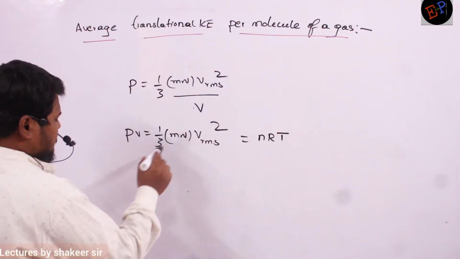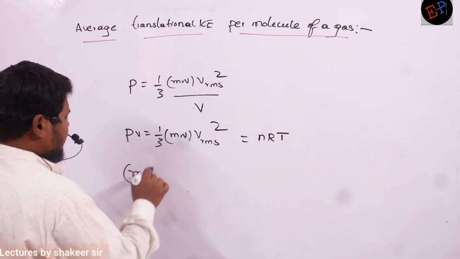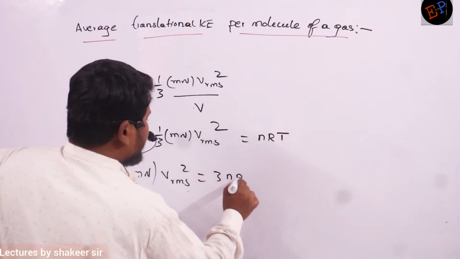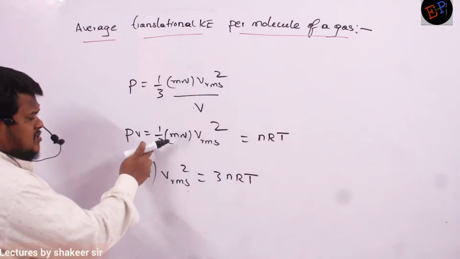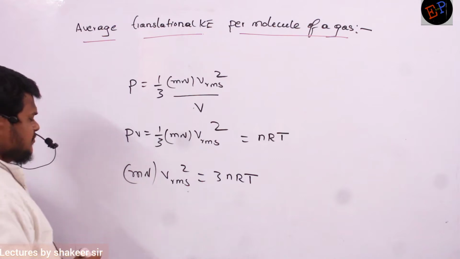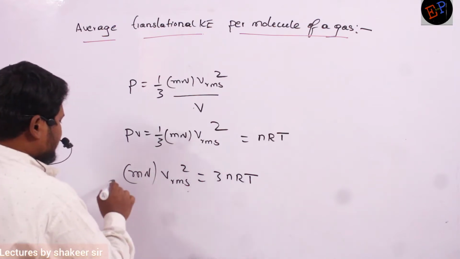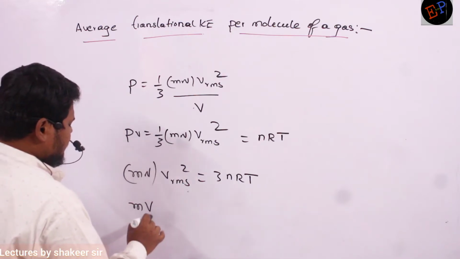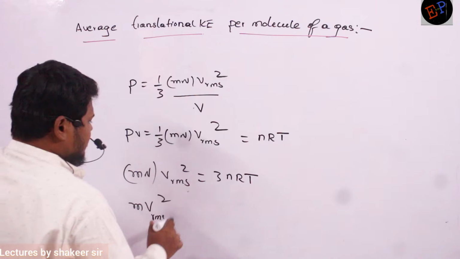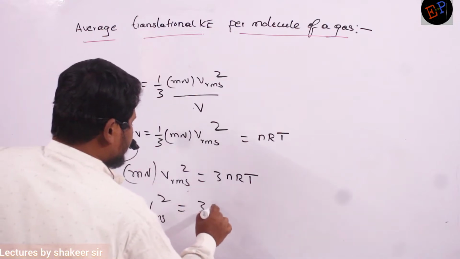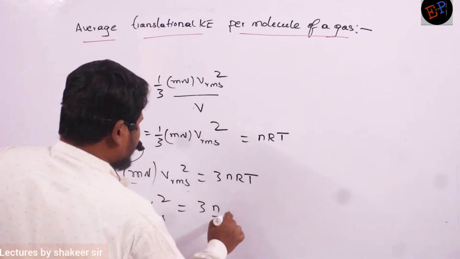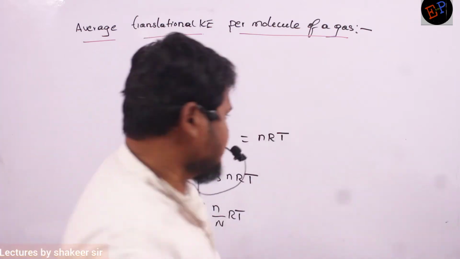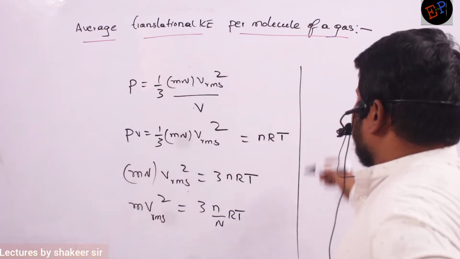So I will write m N Vrms square is equal to 3nRT. Can I write like this? I am just taking 3 to the other side. Then n also I will send to this side, so m Vrms square is equal to 3n divided by N, R into T. I can write like this, no? I am just interchanging the equations, that's it. Clear? Now see, what is n?